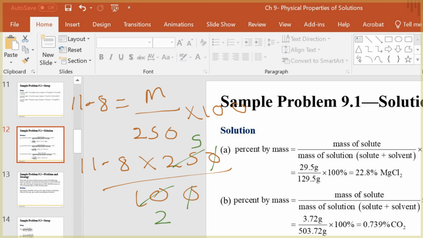The only thing you need to know is the equation. The percent by mass is the mass of the solute divided by the mass of the solution.